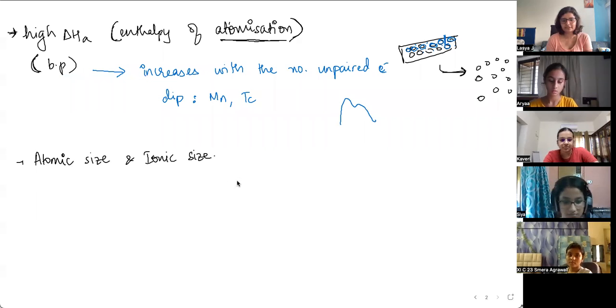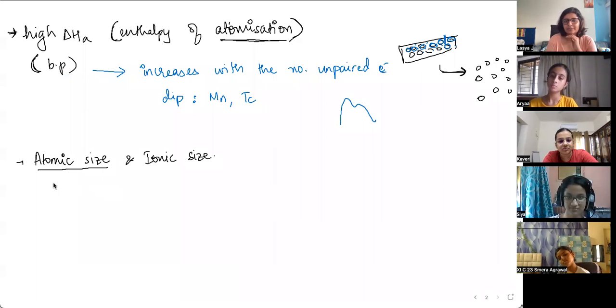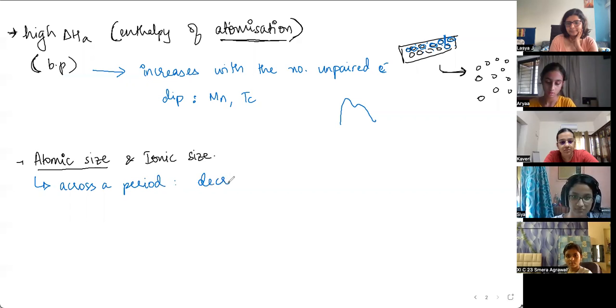So if you're done with this, there's 2 minutes left. Atomic size and ionic size. What do you think happens to atomic and ionic size? Let's talk about atomic size first. What is the trend in atomic size as you go left to right across a period? Down a group, obviously it's going to increase, but there's a point to it which we'll discuss later. Across a period, what happens to the atomic size? Across a period, it decreases.